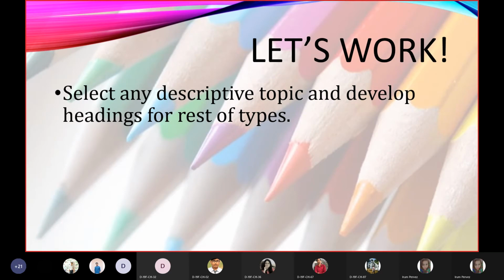This can be your question in the examination. I may give you any descriptive topic and ask you to develop the rest of the four headings. This may be your examination question even. Or I may give you a certain paragraph and ask you to let me know which type of paragraph or which type of writing that is.